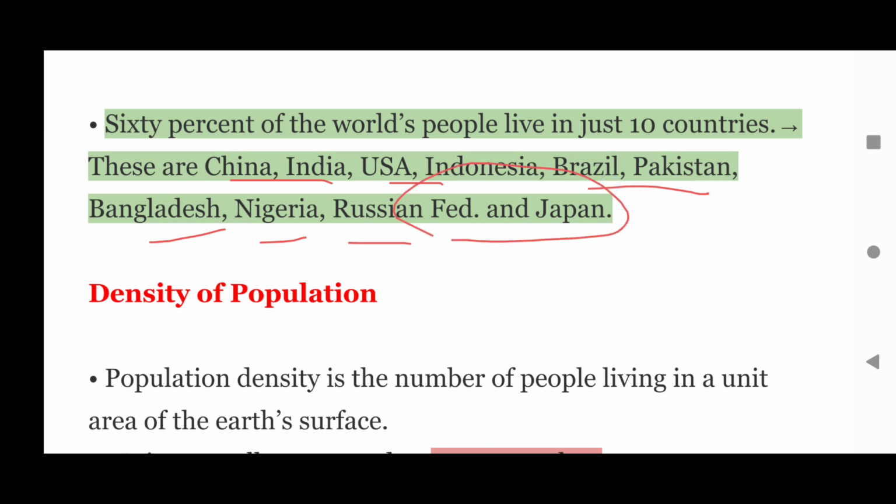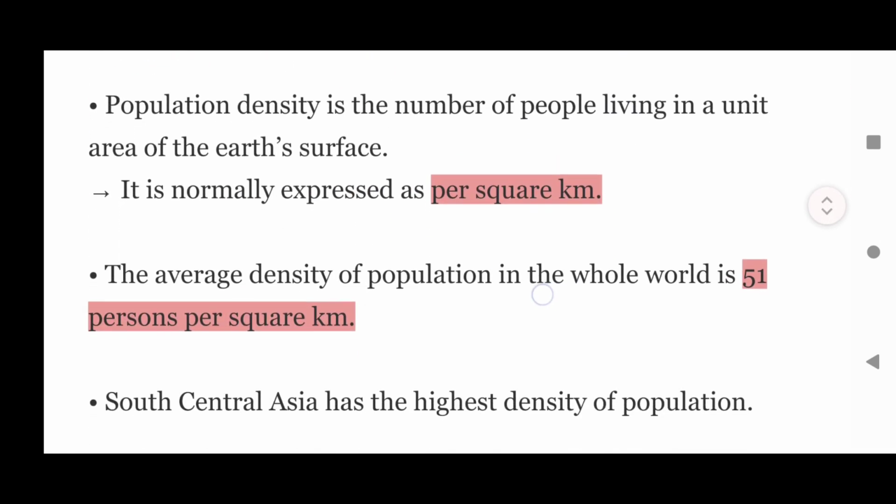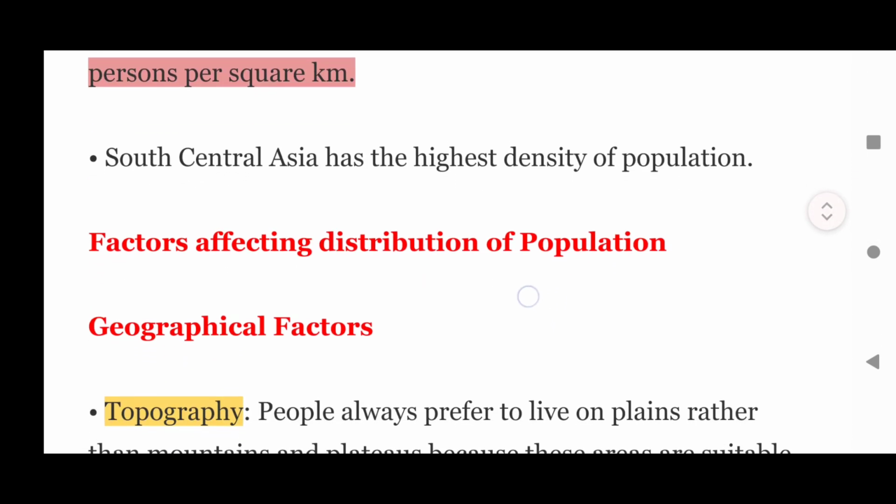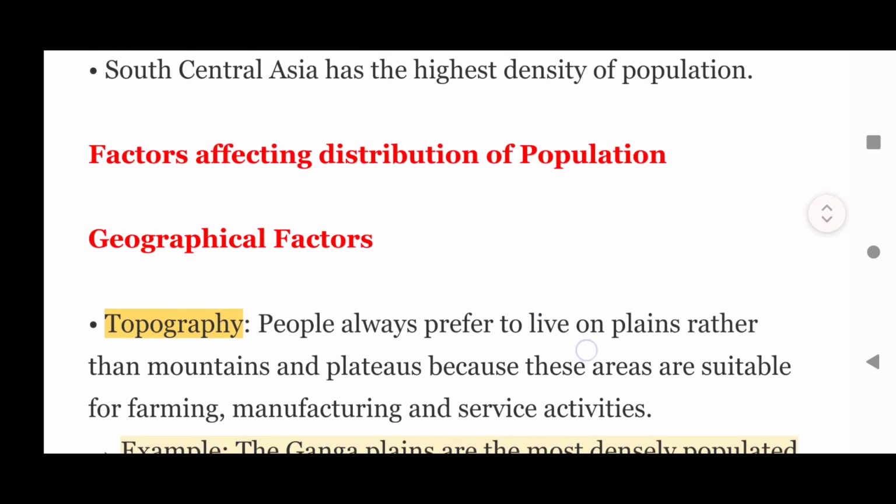Density of population. Population density is the number of people living in a unit area of the Earth's surface. It is normally expressed as per square kilometer. The average density of population in the whole world is 51 per square kilometer. South Central Asia has the highest density of population.